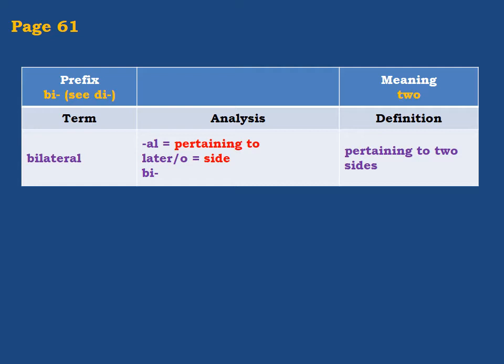If you take the word, for example, bicycle, it has two cycles, all right, two wheels or whatever. So bi here, okay. So we use these in modern English. Now, the first term we have bilateral. AL again, now you are familiar with that, pertaining to. Lateral means side and bi means two. So pertaining to two sides.